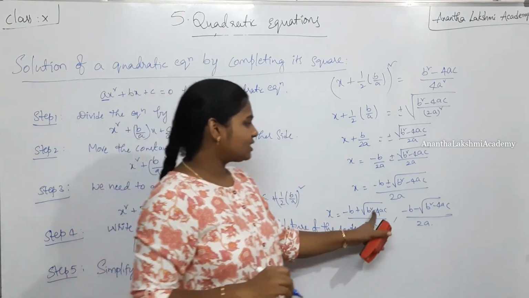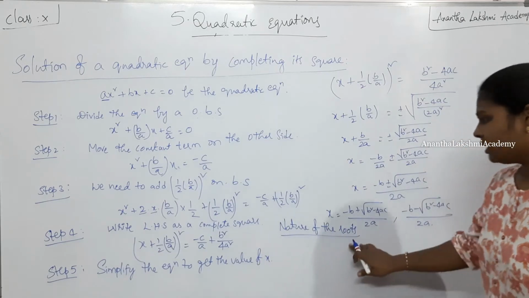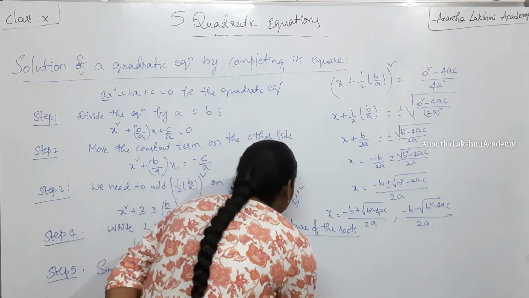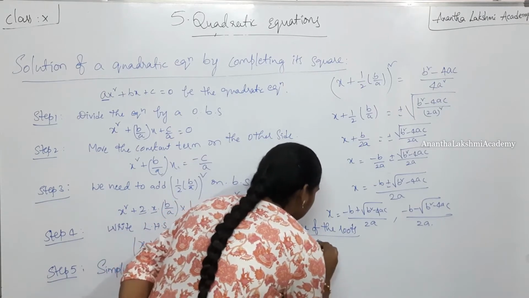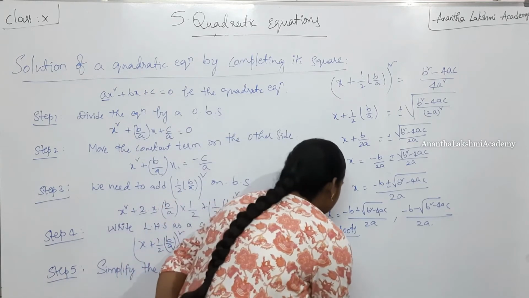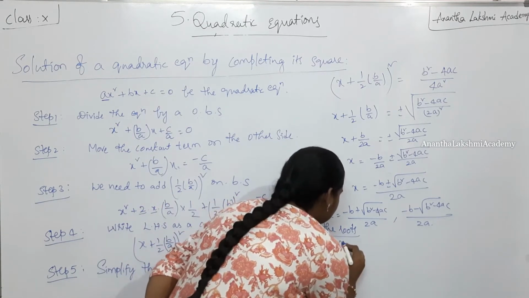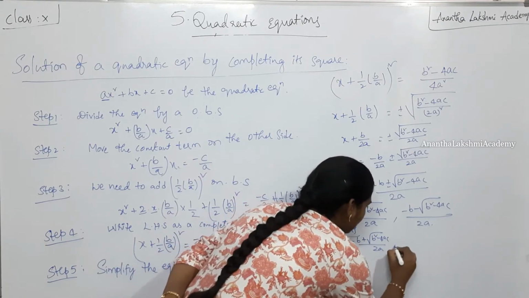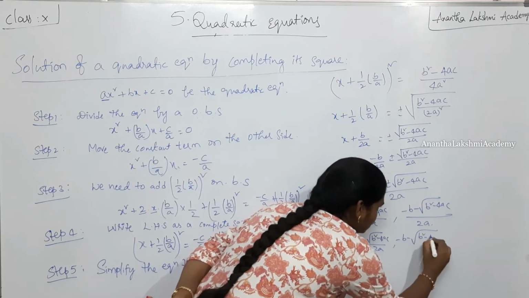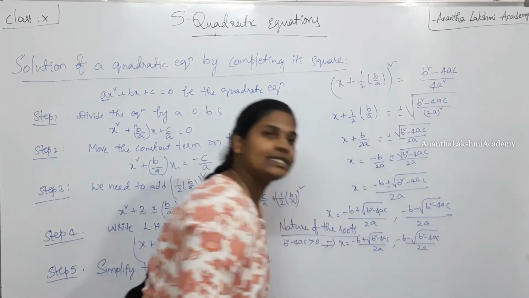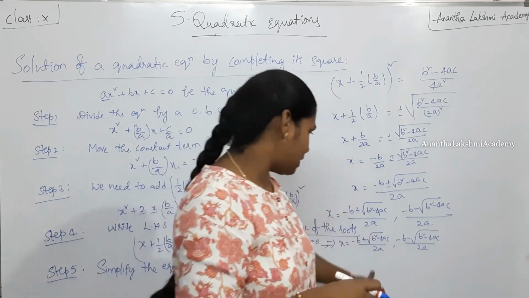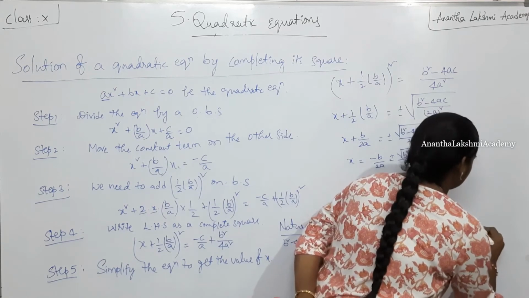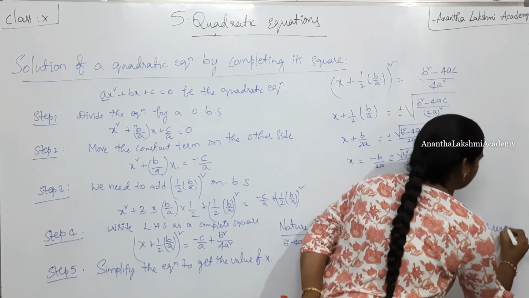Now, consider b square minus 4ac is greater than 0. What will be the value of x? Which implies x is nothing but minus b plus under root b square minus 4ac by 2a, comma, minus b minus under root b square minus 4ac by 2a. What are these? These are two distinct real roots, isn't it?